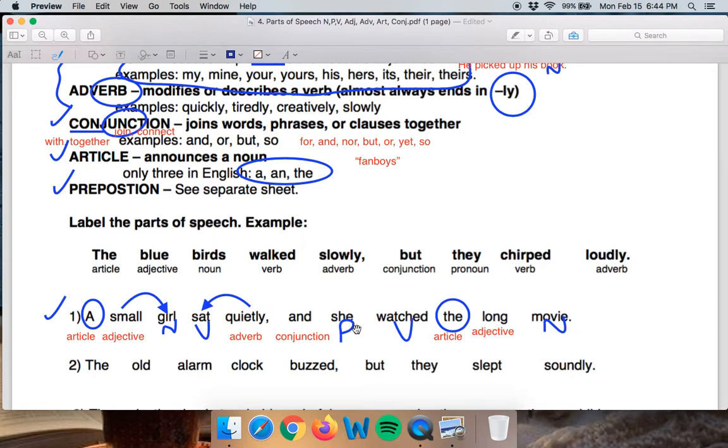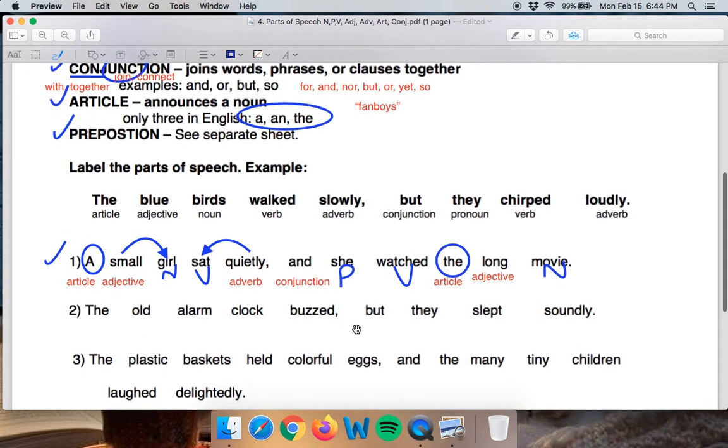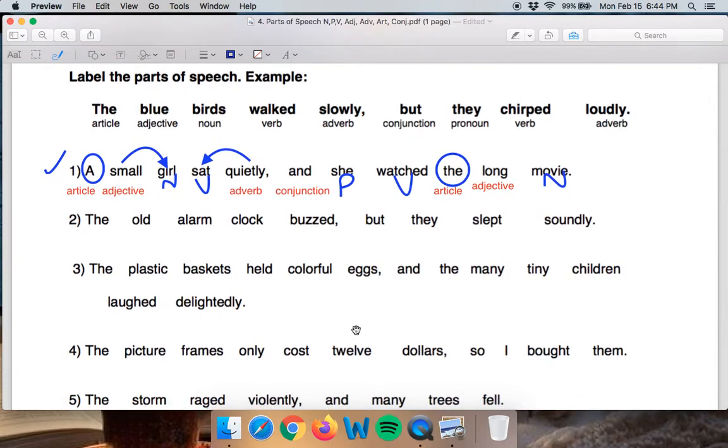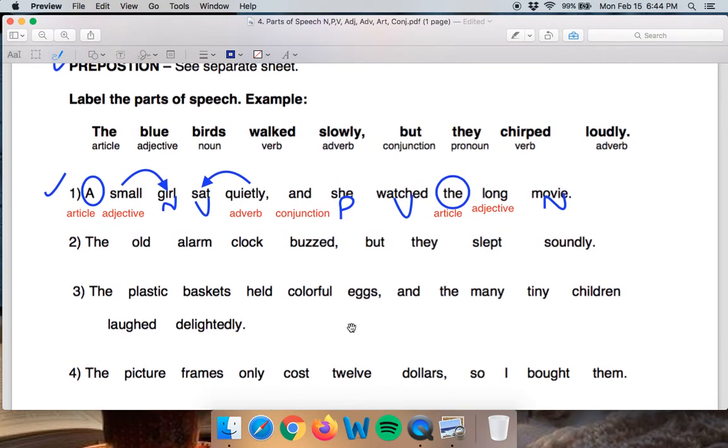Okay, so we're going to try one more example here, and then you can try some examples on your own. Let's try number two. Here's a group of words. We want to figure out what part of speech each of these words is.